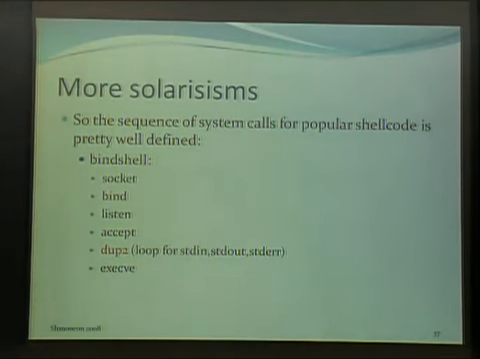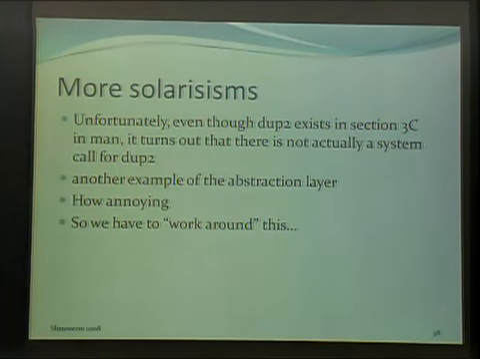So we're going to do a socket, a bind, a listen, an accept, and then a dup2 to duplicate our file descriptors, the standard in and standard out, onto our socket. And then we're going to execve /bin/sh or whatever. The interesting one that's highlighted there is dup2, because it's a little different in Solaris.